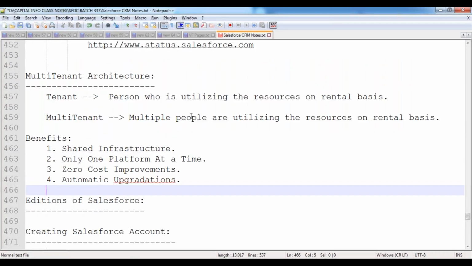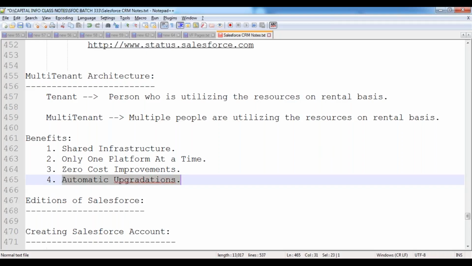Because of this multi-tenant architecture, one single server resource can be shared across multiple customers. Whenever they give new releases, those new release features will be applicable to all the accounts automatically by default. And two, those new release features will be applicable to each and every organization free of cost. Salesforce is not charging even one additional rupee to provide the latest features. Those are available free of cost. And two, those new features are going to be upgraded into your account automatically by default.